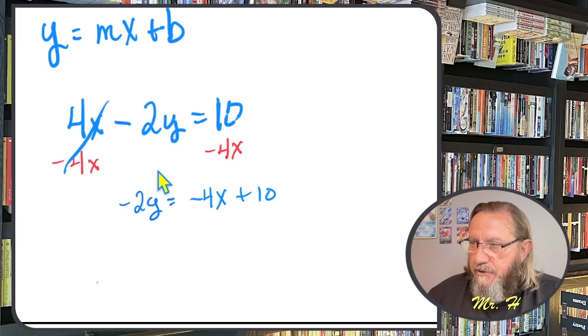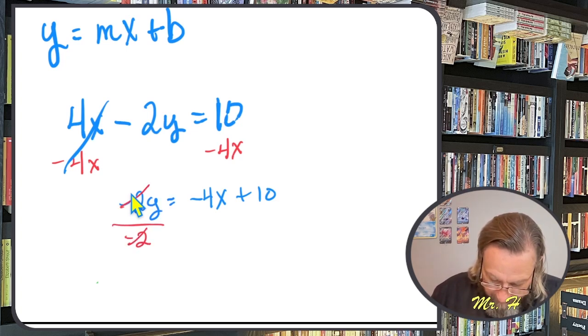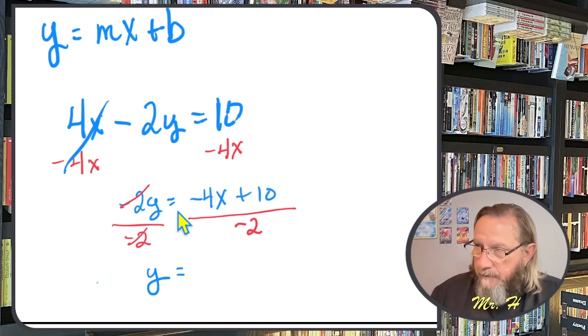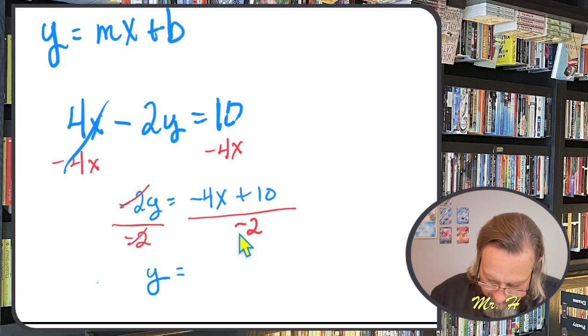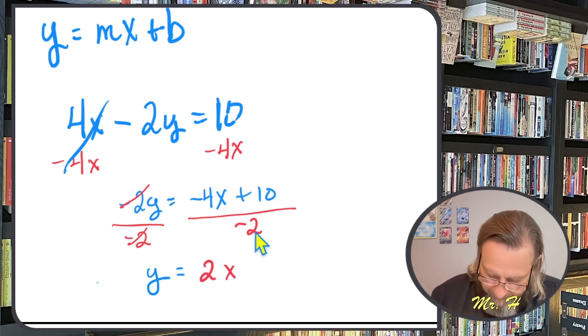Now, are we in slope-intercept form yet? Not quite, because we have to get rid of the negative 2. So I'm going to have to divide everything by negative 2. That will cancel out on the left-hand side and just leave me with the y. But what about the right-hand side? We've got to divide everything over there by negative 2. So I'm looking at negative 4 divided by negative 2. That's going to be a positive 2x. And then I need to look at 10 divided by negative 2. It's negative 5.